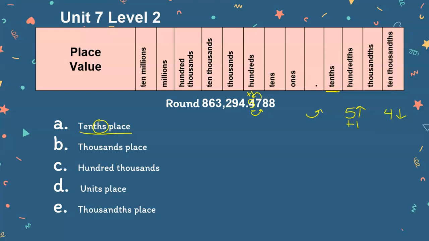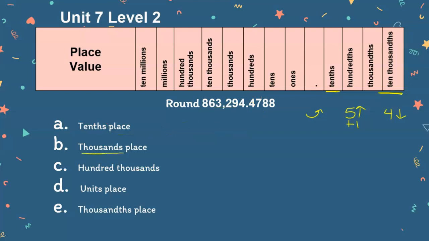And if I rewrite the number, I need all the numbers prior to it, 863,294 and 5/10. We don't need the zeros after it because this would be 5,000 10,000ths, and we just need it to the nearest tenth. So I would stop it at the tenth and just say and 5/10.